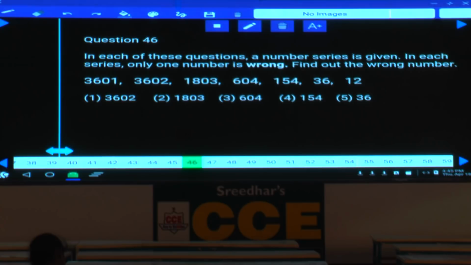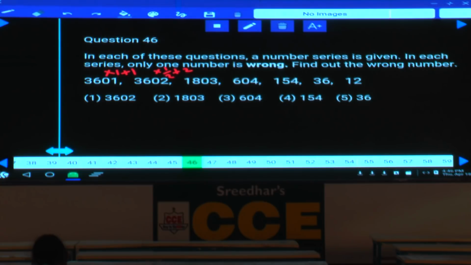Yes, tell me how to represent this one. 3601. The numbers are decreasing at a very fast rate. It must be under multiplication or division, isn't it? Then 3601 and 3602. Tell me how to represent this one. Now 3601 into 1 plus 1 is 3602. Now 3602 into 1 by 2 is so much? 1801 plus 2 is 1803, into 1 by 2 plus 2.